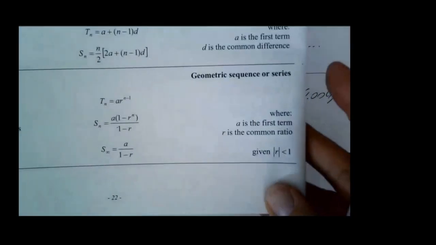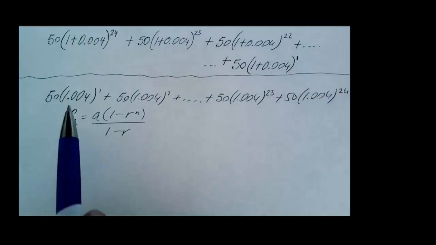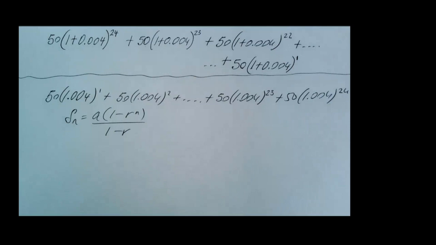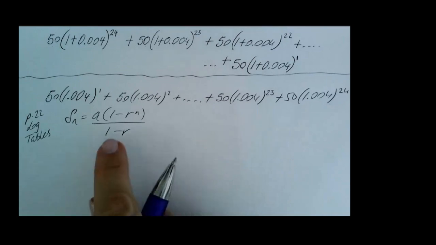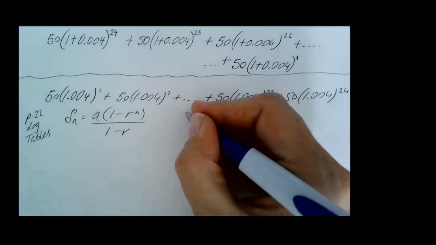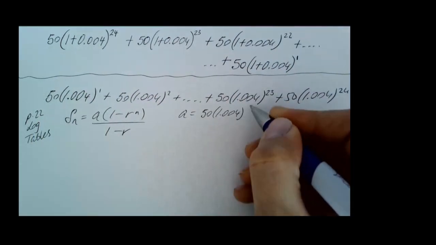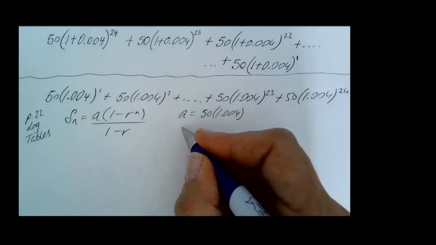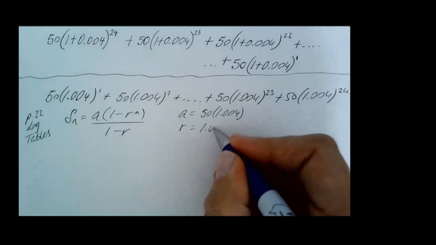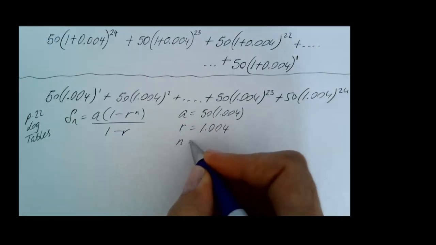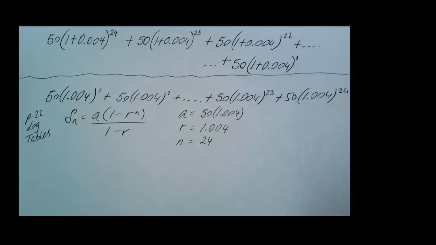That is, of course, in our log tables, page 22, for a geometric series. And it is a geometric series because I am multiplying by 1.004 each time. So we need to figure out what each of our pieces are for this formula. Your A is, of course, the first term, which is 50 times 1.004 to the power of 1, which is just 1.004. The common ratio, what you're multiplying by each time in that series, is, of course, 1.004. And n, the number of values, well, we have 24 terms altogether in this geometric series.